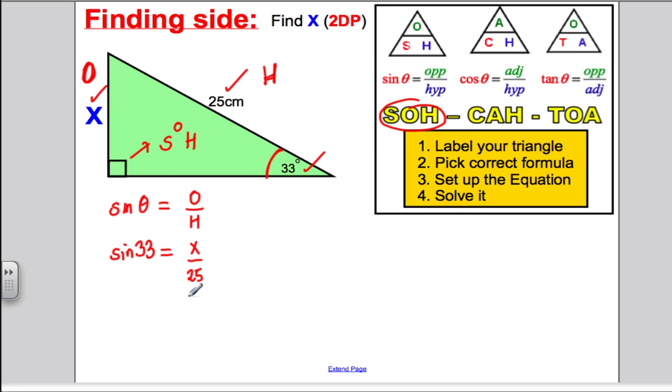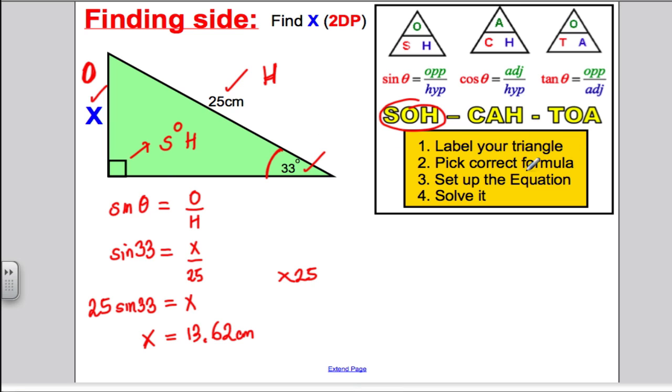Okay, now we want to rearrange this equation. Times both sides by 25. The 25 will end up over here. So I would get 25 sine 33 is equal to x. Then working that on the calculator, work out 25 times sine 33 equals, and I would get x is therefore equal to 13.62 centimeters.